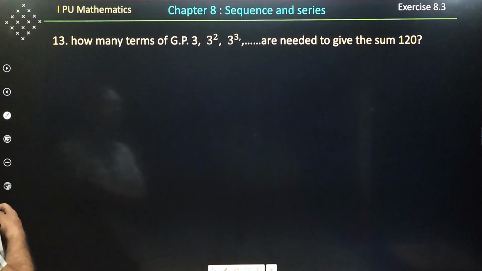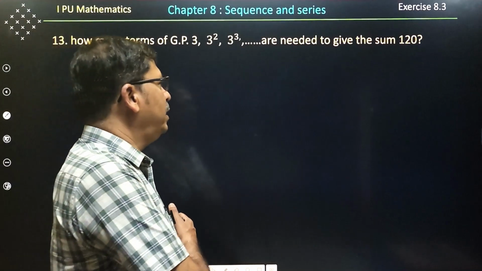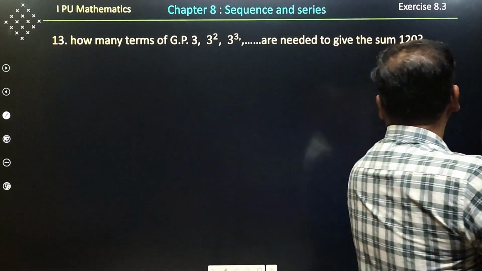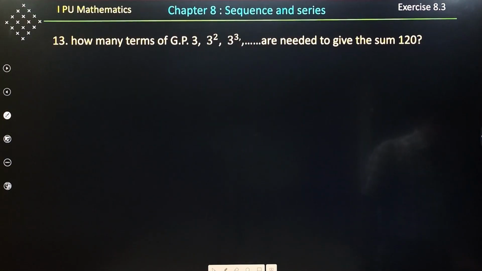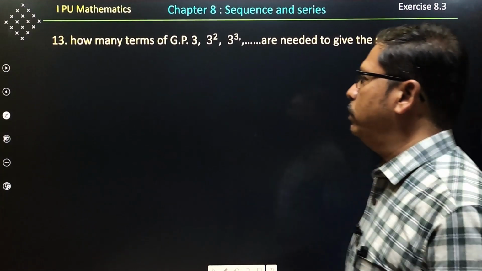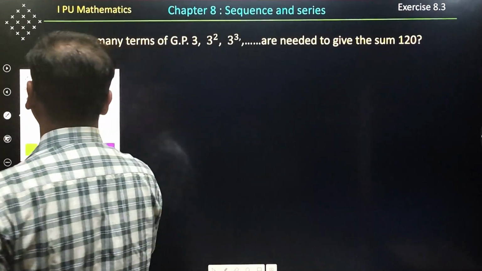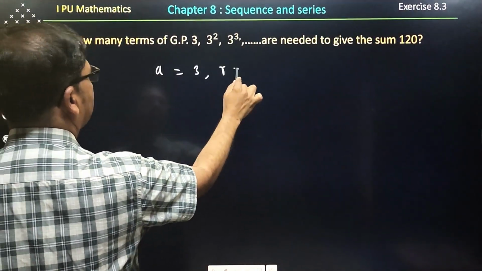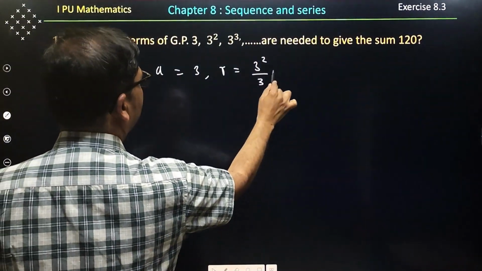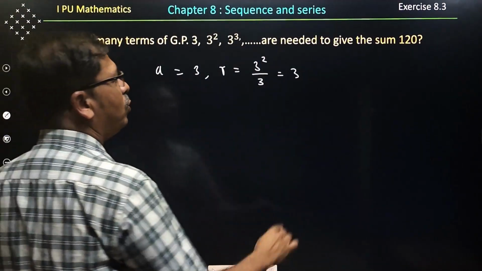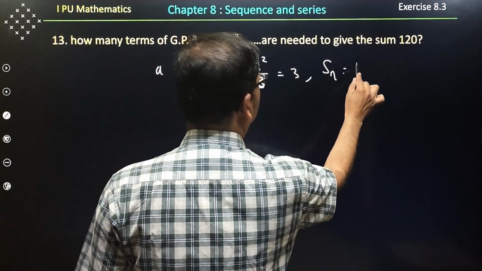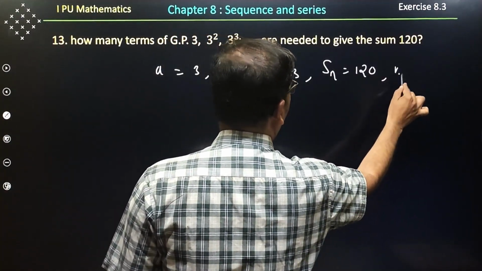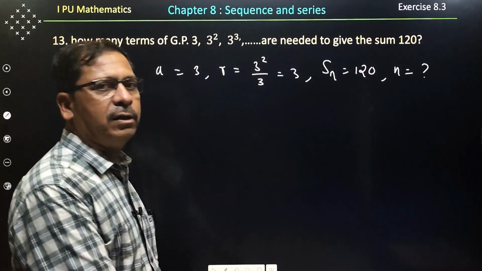So let us have a look at the next question. How many terms of the GP 3, 3 square, 3 to the power cube and so on are needed to give the sum 120? We have to calculate how many terms there should be to give sum 120. A standard example here. Write the first term, which is 3, common ratio r is equal to 3 square divided by 3, which is 3, and then Sn is equal to 120, n is to be calculated here. This is the given data.